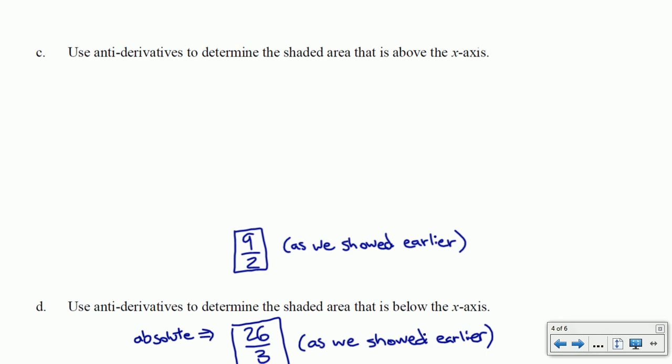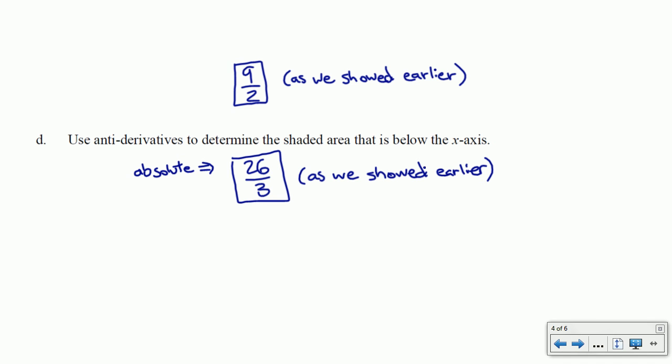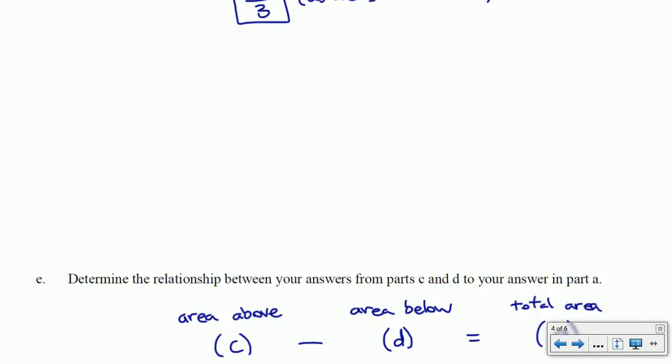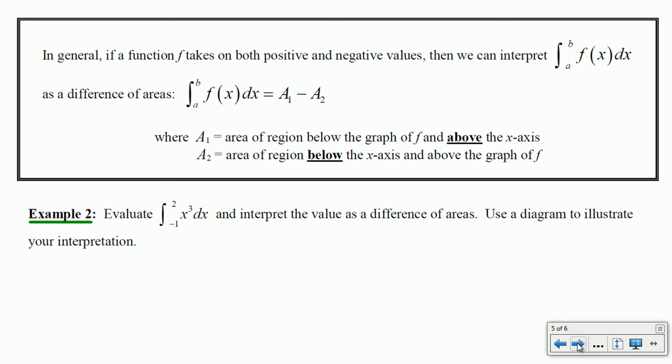We did part C and found it to be 9/2, and we also did part D and found it to be 26/3. So the way these answers relate to each other, the area above was calculated in C, that was 9/2. The area below was 26/3, and the total area worked out to be the area above minus the area below, which worked out to be negative 25 over 6. So in general, if a function f takes on both positive and negative values, then we can interpret this as a difference of areas, given by this expression.